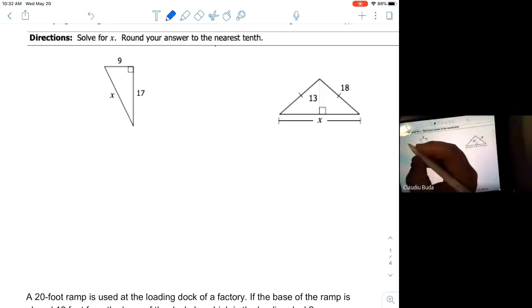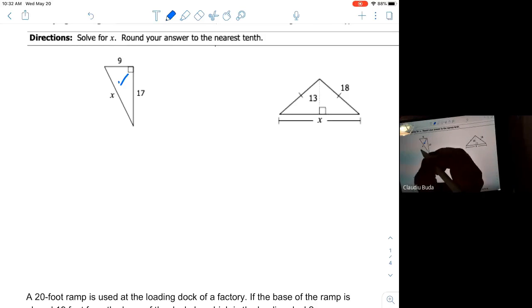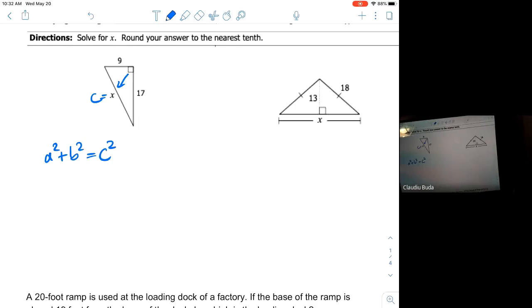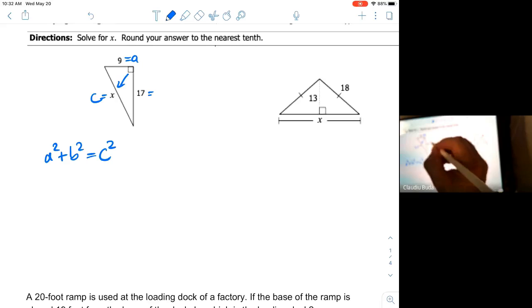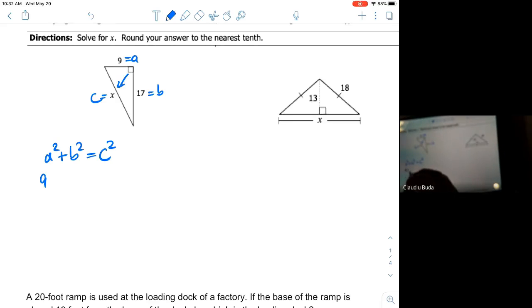All right, so let's take a look. What do we have? If I draw an arrow from the 90-degree angle, I know that that's my hypotenuse. So I have a squared plus b squared equals c squared, and then all I have to do is substitute the values. I could name this one a and this one b. So 9 squared plus 17 squared equals x squared.